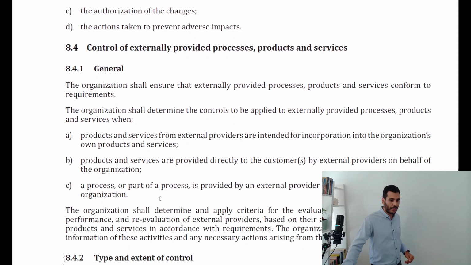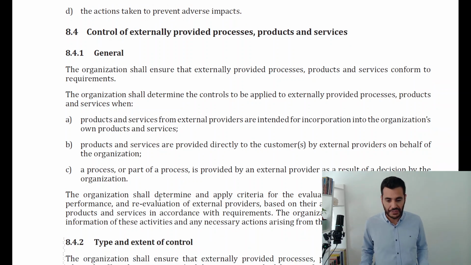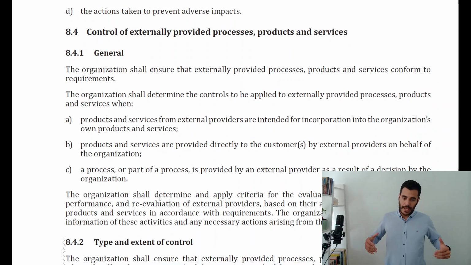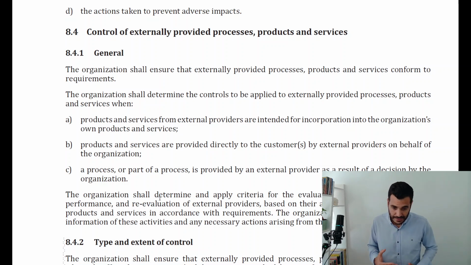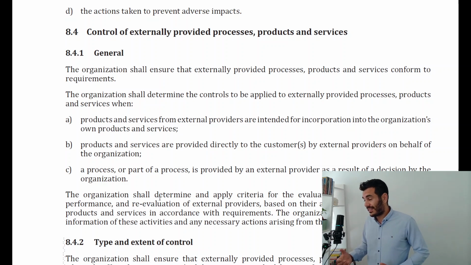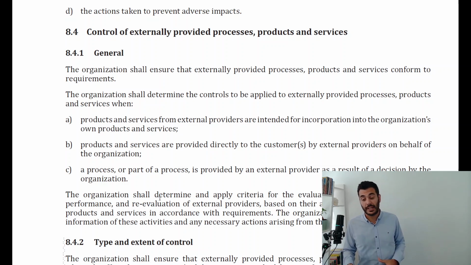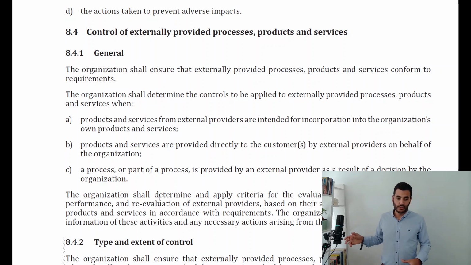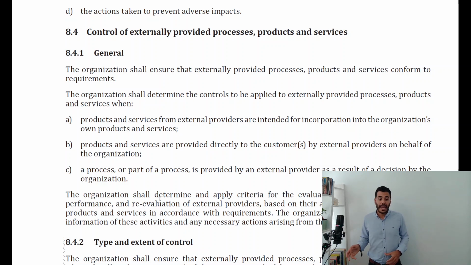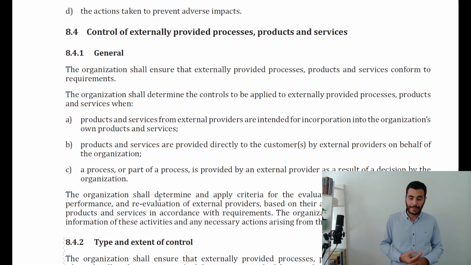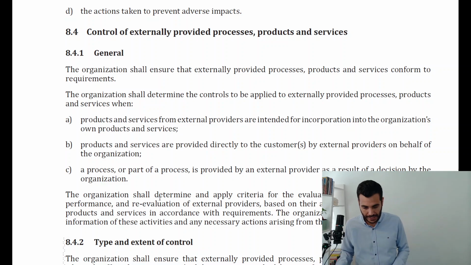Clause 8.4 talks about the control of suppliers. Okay, and may I remind you that externally provided products and processes, products and services simply relates to suppliers. And first we have a general introduction where the organization shall ensure that externally provided processes, products and services conform to requirements. Okay, and we shall determine the controls to be applied to such suppliers.